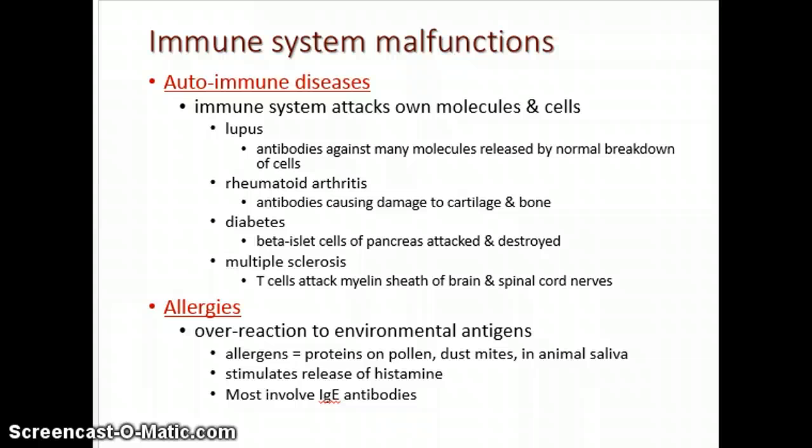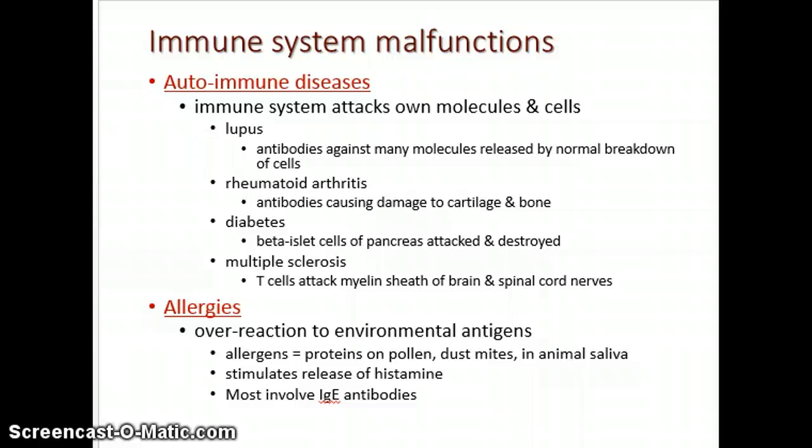So the next thing we're going to look at is when this immune system goes wrong in terms of working too well. So when it's working too well, oftentimes that takes the form of an autoimmune disease, which means that the immune system is attacking its own cells.